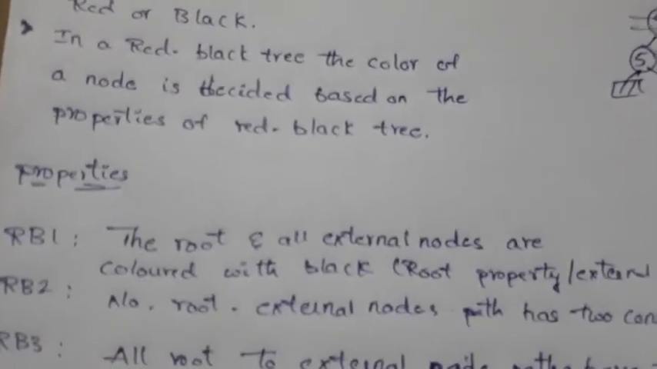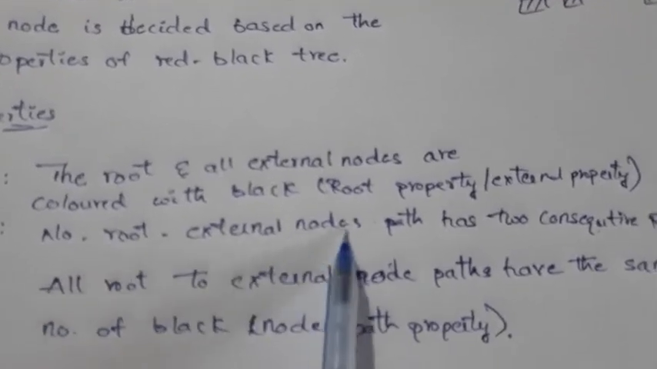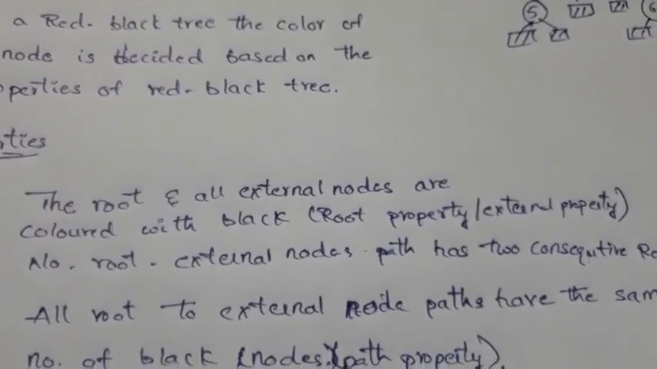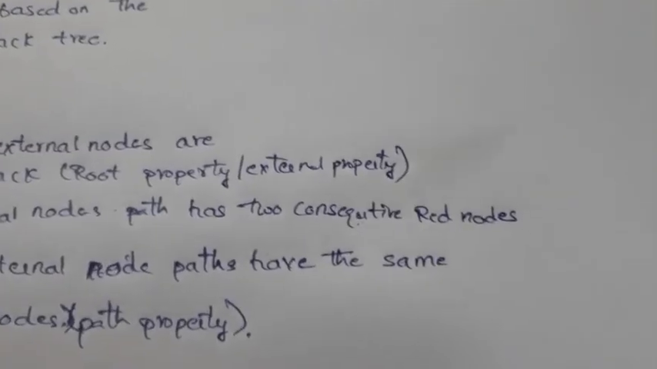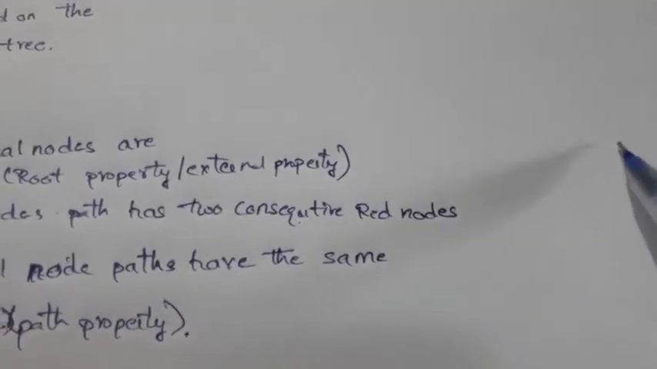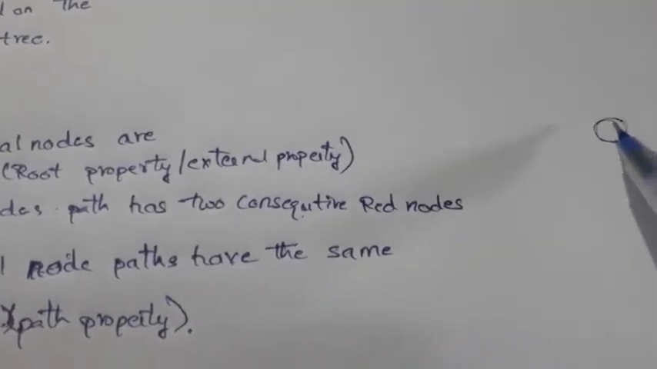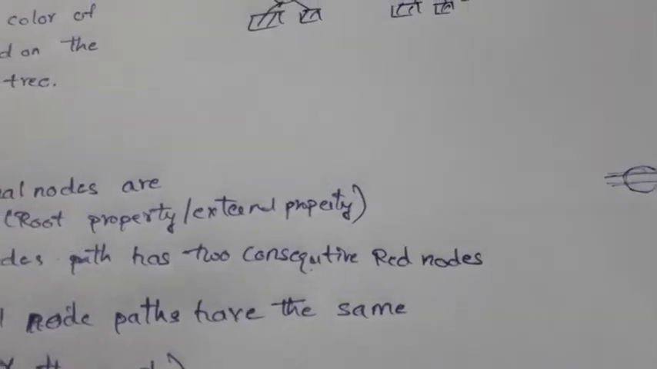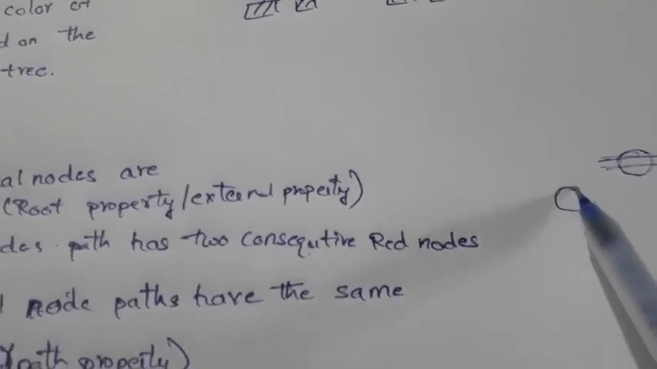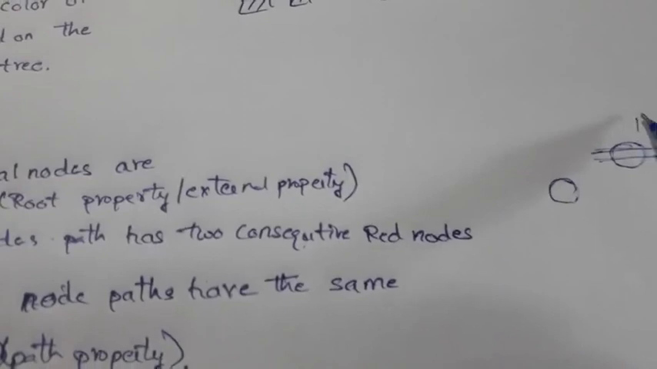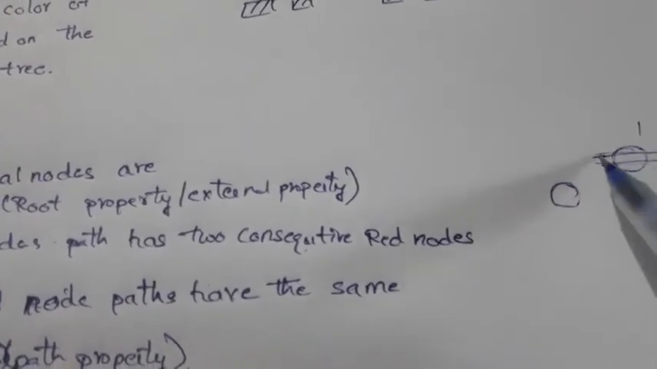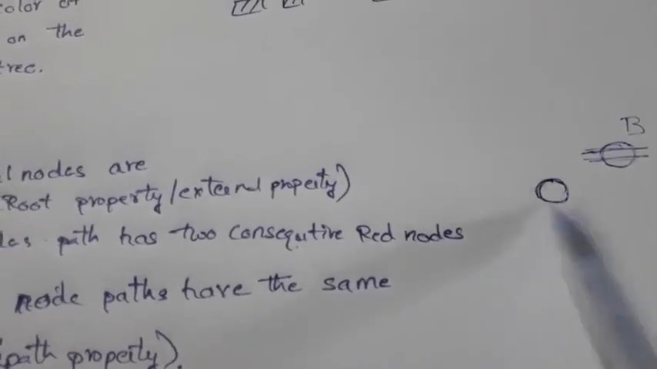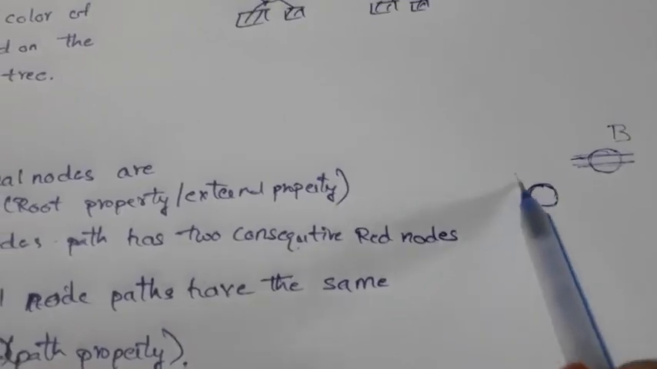Coming to the next property, RB2: no root to external node path has 2 consecutive red colors. It means I should not have 2 consecutive red colors. For example, let us see here. For our convenience, I am representing the black node as a shaded circle, or a circle with 2 lines, and the red node as a simple circle.